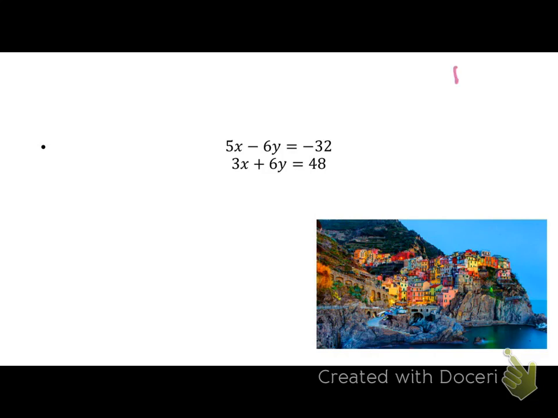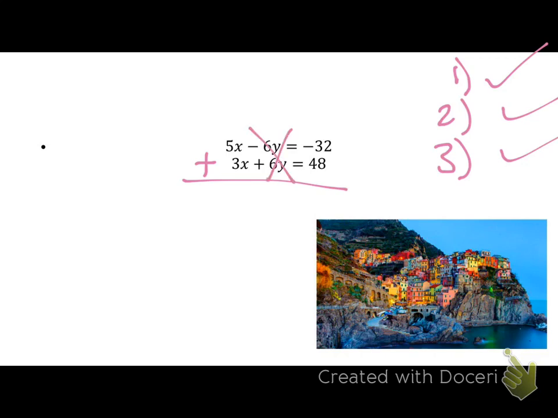Okay, check first one. X's on top of x's, y's on top of y's. Check. Do I have a variable that has the same number in front? Yes, my y's, but they're opposites of each other. One has to be negative, one has to be positive. Yes. So this one we're canceling out our y's because they're the same number, but they're opposites. One's positive, one's negative. So 5x plus 3x is 8x. Negative 32 plus 48 is 16. Divide both sides by 8. X equals 2. Got to find y.